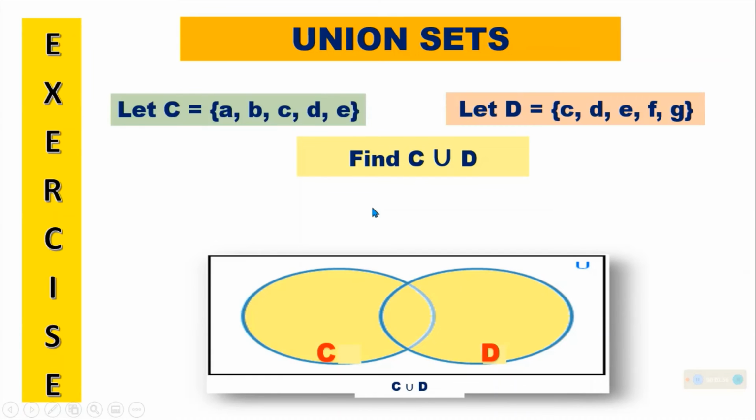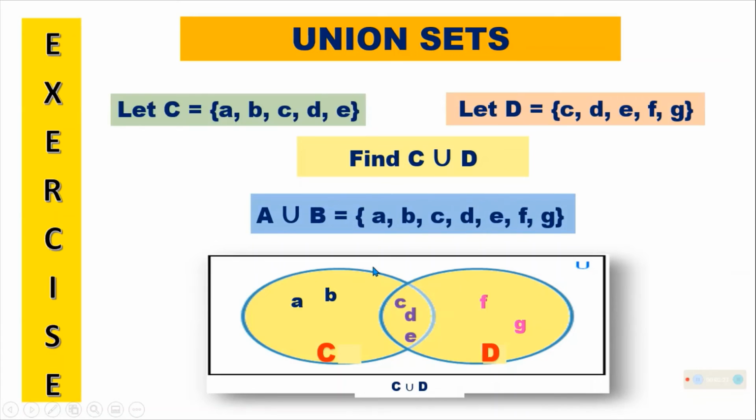So yan yung si A, B, C, D, E. And then yung elements ni D. C, since pareha sila, mapupunta sa gitna si C. And then si D. And then si E. Then F and G. So yung nasa gitna, yan yung parehas nilang elements. So the answer is, since union, lahat ng elements na may shade, that will be the answer. So A union B is equal to A, B, C, D, E, F, G.